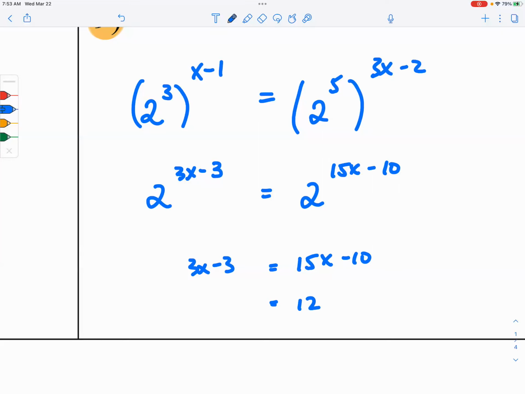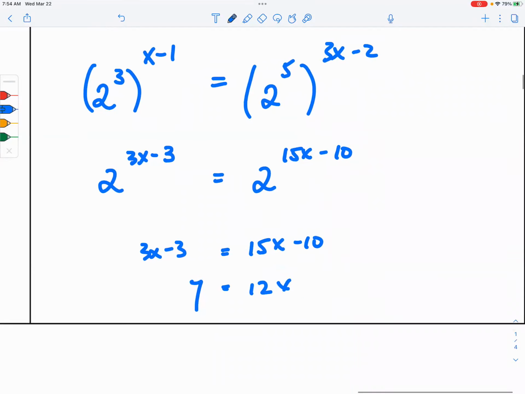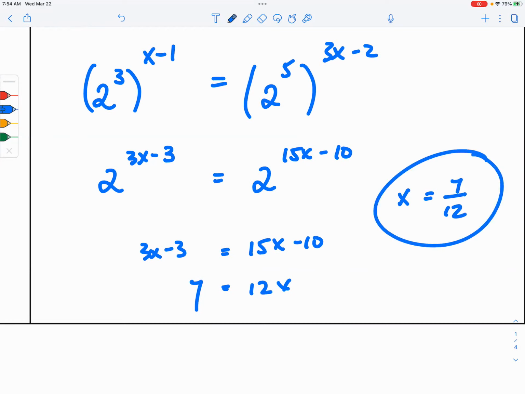All right, so you have this, all right, you subtract 3x on both sides, and you add 10 on both sides, so you have 7 equals 12x. So x is equal to 7/12.